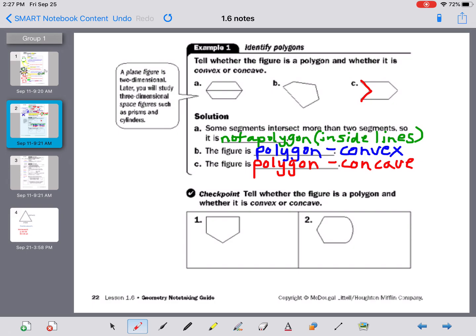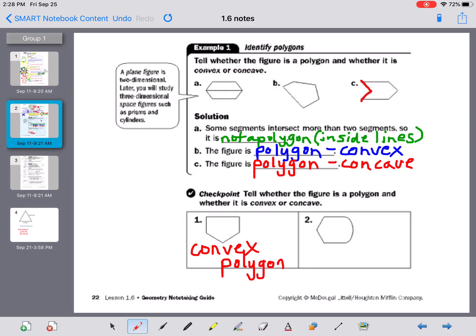All right, number 1 down here on the checkpoint looks like home plate. Is that a polygon? Definitely fits all the rules. Is it concave or convex? Nothing caves in, so we call that convex.